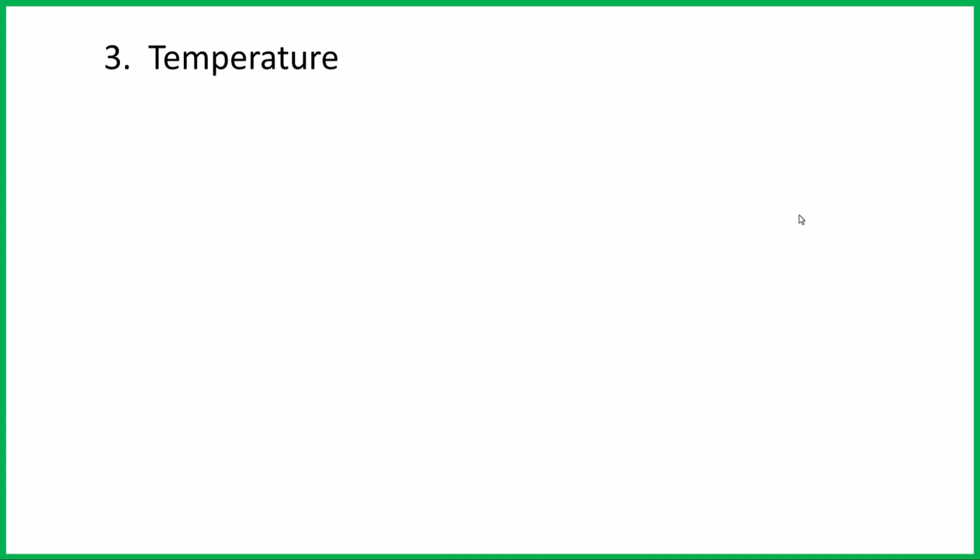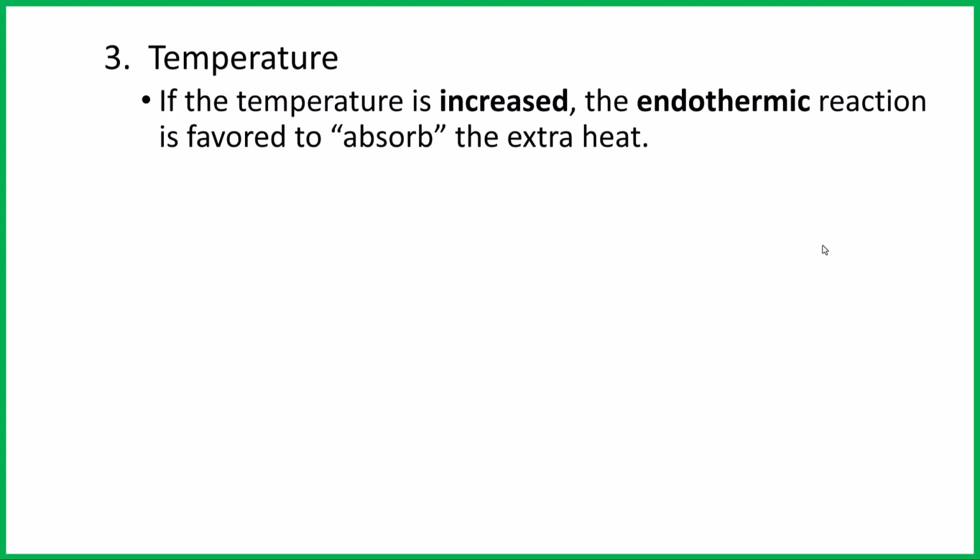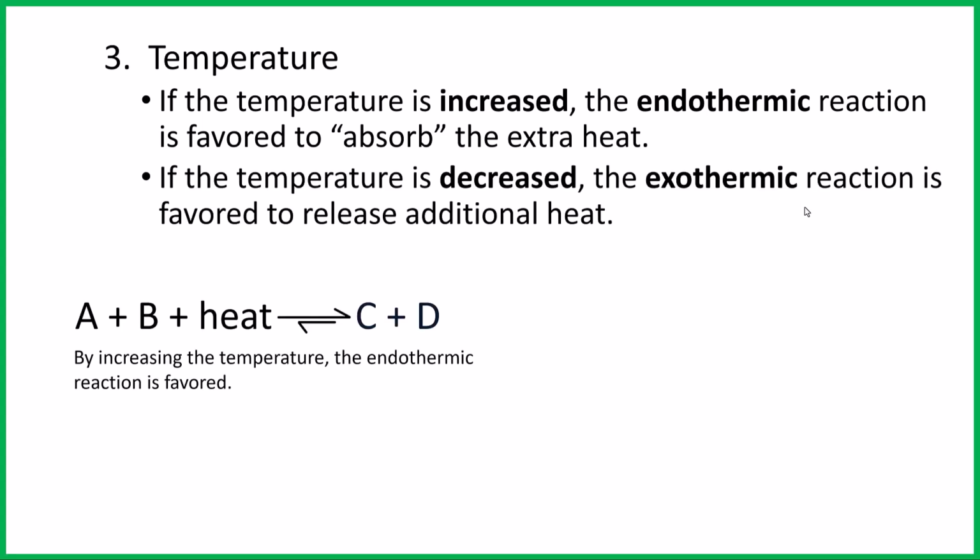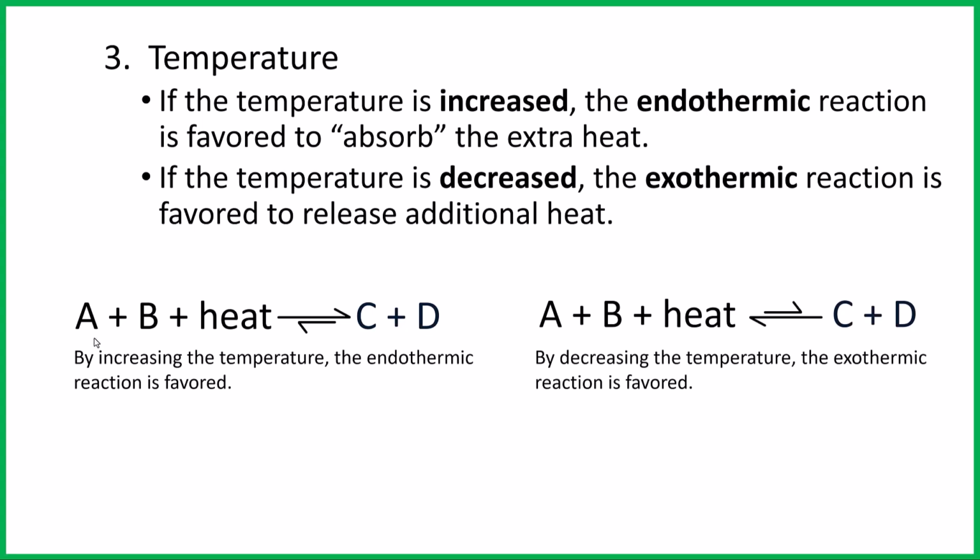Temperature is our third factor. If the temperature is increased, the endothermic reaction is favored to absorb the extra heat. And if the temperature is decreased, the exothermic reaction is favored to release additional heat. So here we have an endothermic reaction where heat is going into the equation on the reactant side. So if we increase the temperature here, this is going to absorb extra heat. It's going to take in additional heat from that increased temperature, and it's going to favor this reaction in the forward direction.